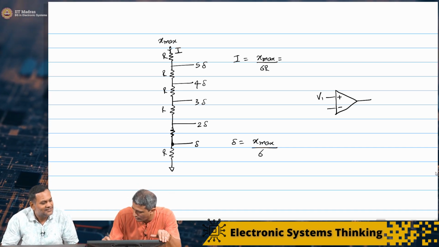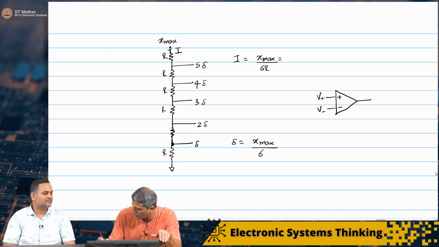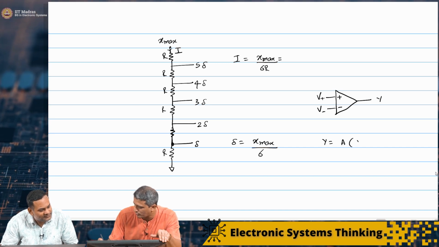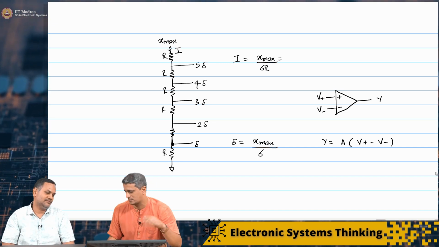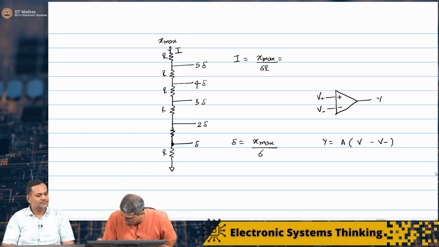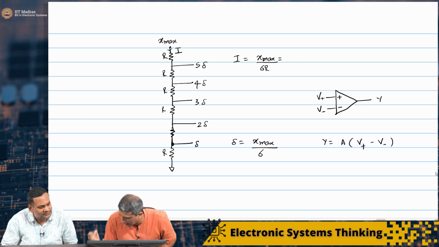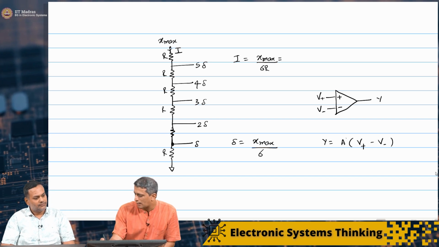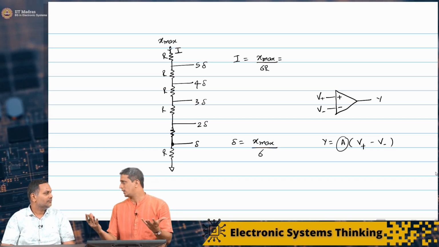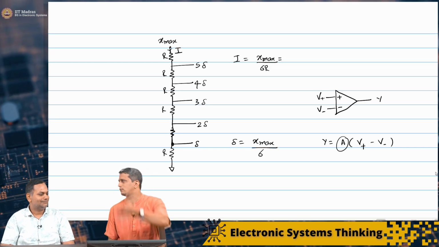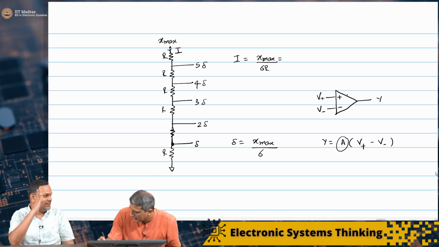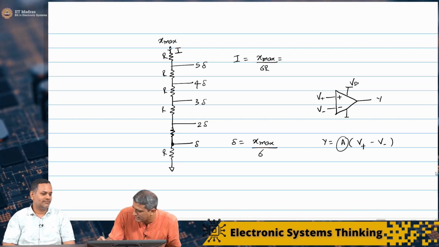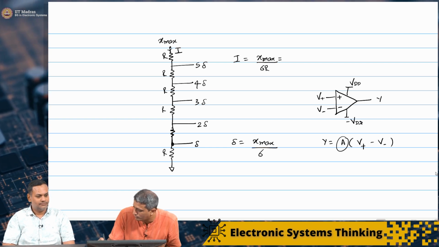So we said V plus, V minus, output Y is some A times (V plus minus V minus). Let me put this as a subscript carefully. The two voltages are on the positive and negative terminals, and the amplification factor is high. You cannot just get 1000 volts out of this, it will just saturate. So it is going to be driven by plus VDD and minus VDD.